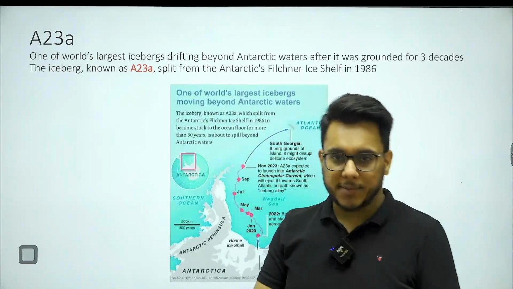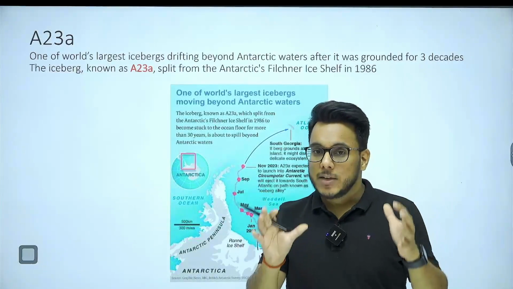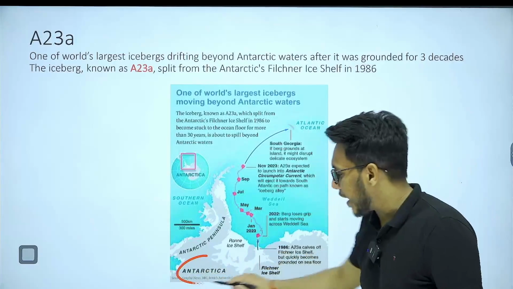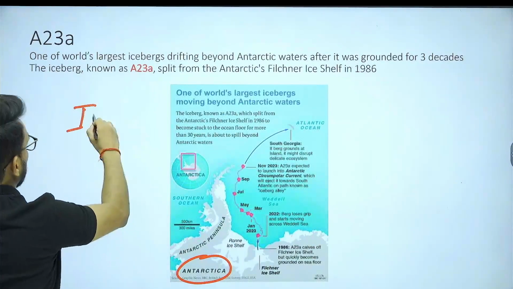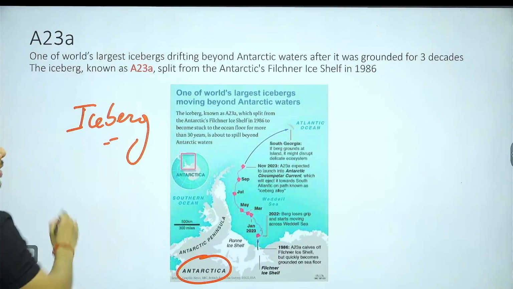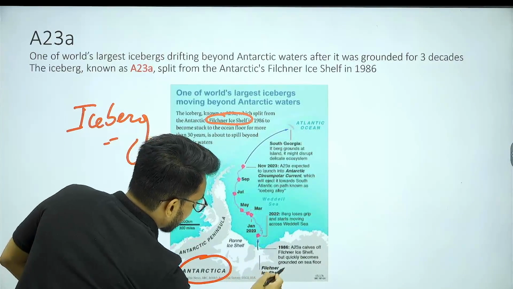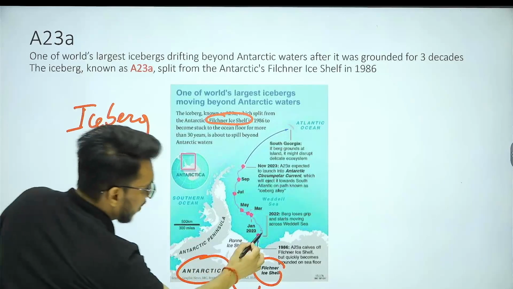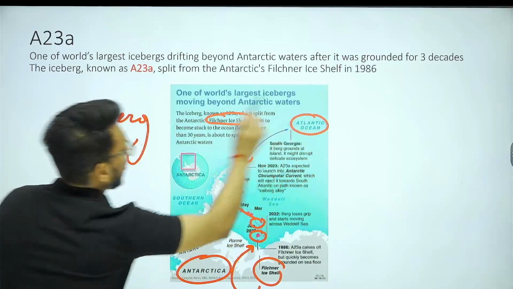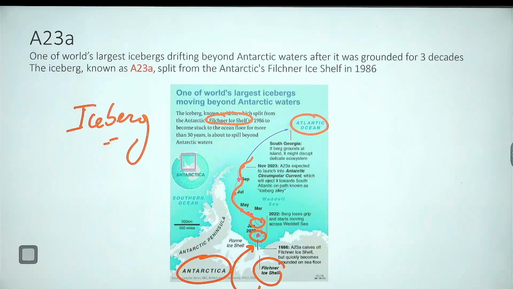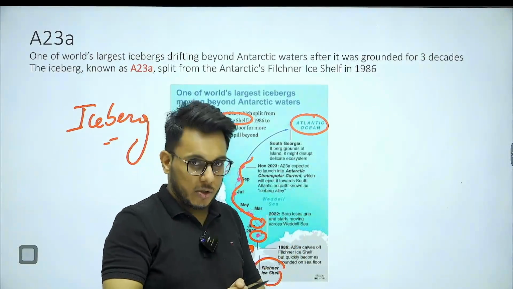A23A. So A23A was in news. What is A23A? It is a glacier which has now drifted away from Antarctica. Now guys, A23A was an iceberg. It split from Antarctica's Filchner ice shelf. So basically guys, here, this is the Filchner ice shelf. And from here, an iceberg has broken off and now it is moving towards the Atlantic Ocean. Now guys, this iceberg is huge. And as it melts, it will contribute to rising sea level.